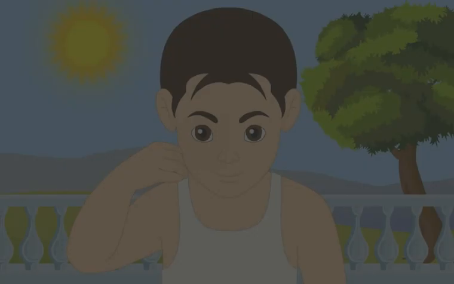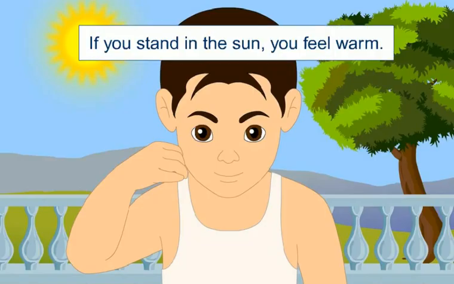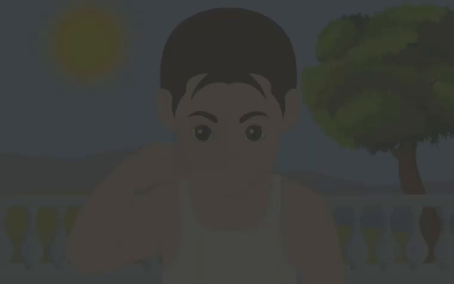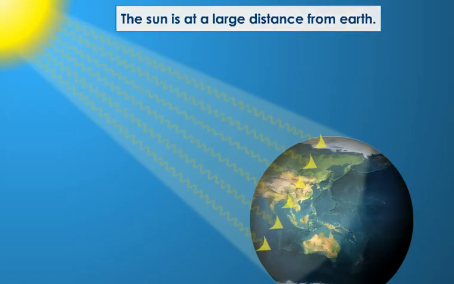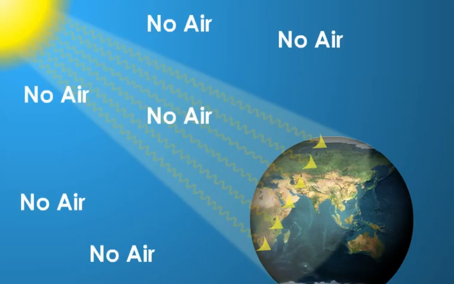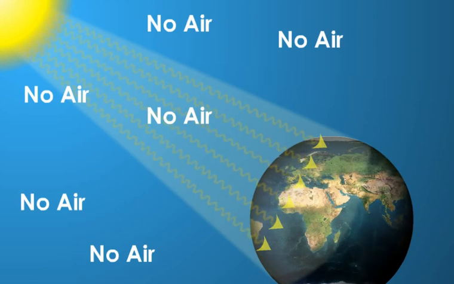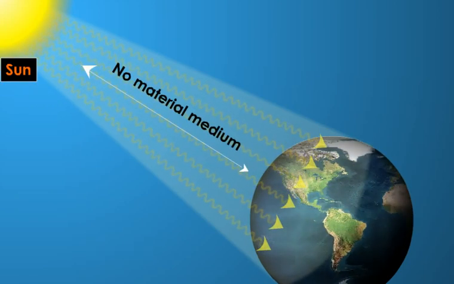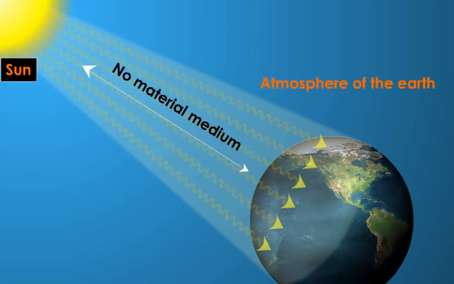Students, if you stand in the sun on a sunny day, you feel warm, isn't it? How do you feel the warmth? What makes you feel the warmth? As we know, the sun is at a large distance from our Earth and there is no air beyond the Earth's atmosphere. This means there is no material medium between the sun and the outside of the Earth's atmosphere.